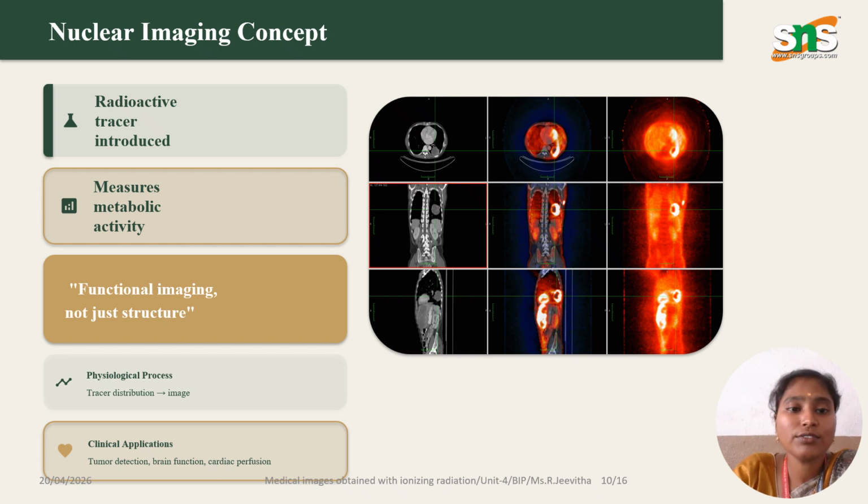Now we move to a different concept, nuclear imaging. Here we introduce a radioactive tracer inside the body. Instead of sending energy from outside, energy comes from inside the body. That shows the metabolic activity. An example is that cancer cells consume more glucose, so the tracer accumulates there. The key idea is functional imaging. It is functional imaging, not structural.